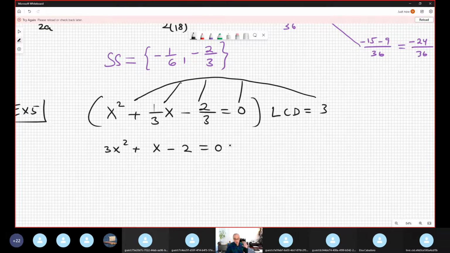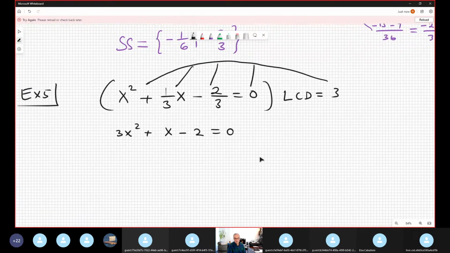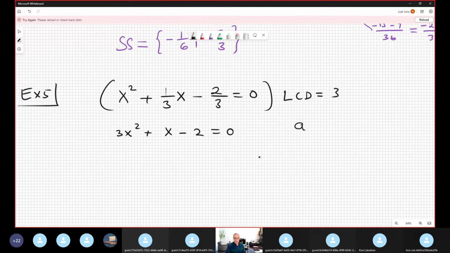It's 100% equivalent to the original, same solution, but now it's nice because it does not contain fractions. This is classical in algebra, nobody works using fractions. This is totally stupid, complicates your life, totally useless. Now, identification: A is 3, B is 1, and C is negative 2.